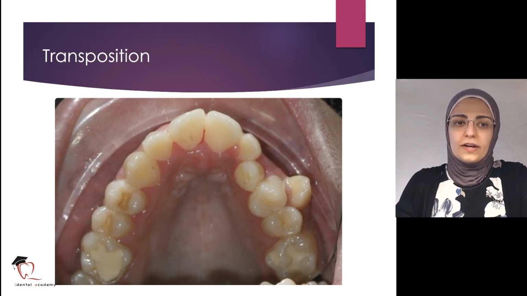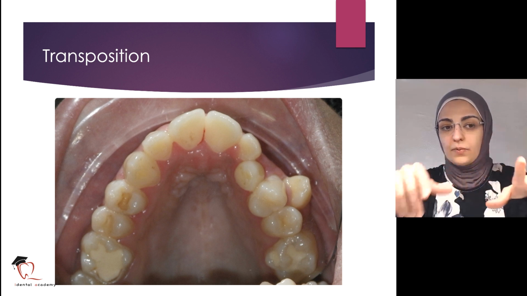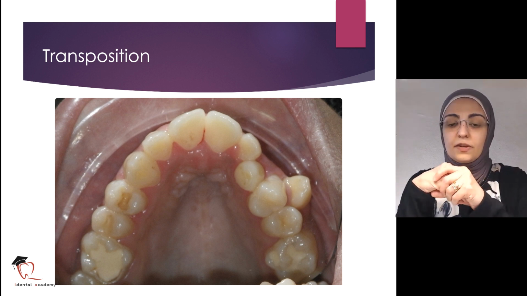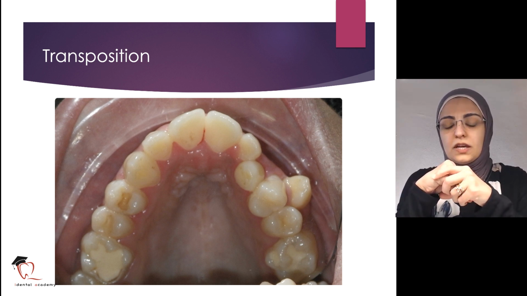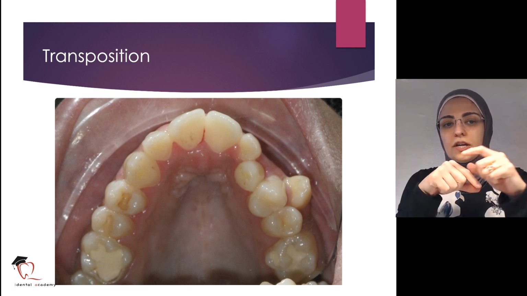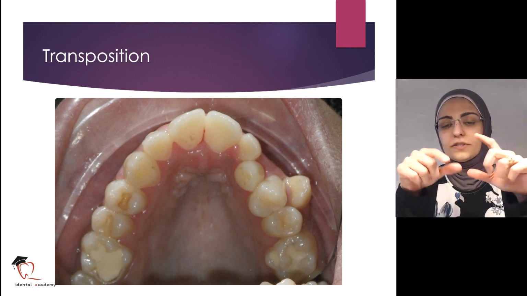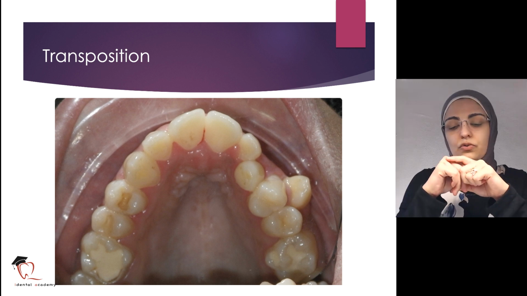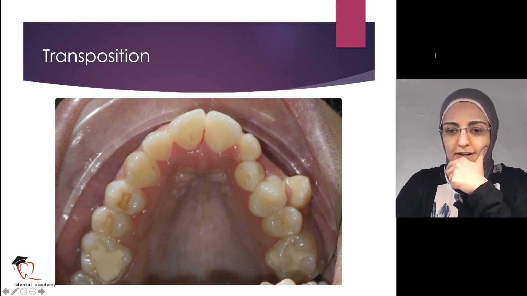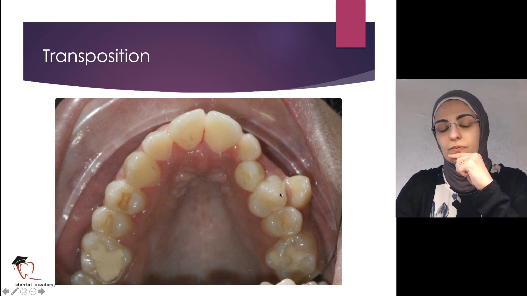The other problem we can see with the eruption of the teeth posteriorly is something called transposition, meaning one tooth will be fully replacing or erupting in the place of another tooth. So if we look at it here, we can see that this is upper central, permanent lateral, baby canine, 4, 3, and 5. So 3 and 4 has changed their position.